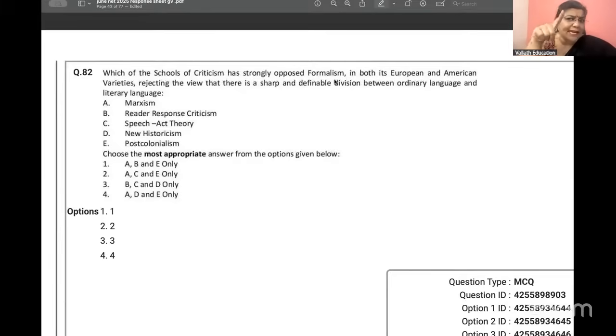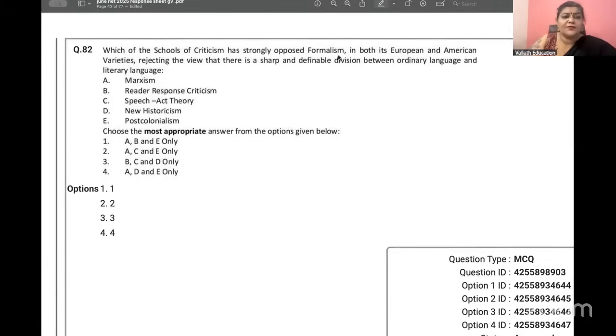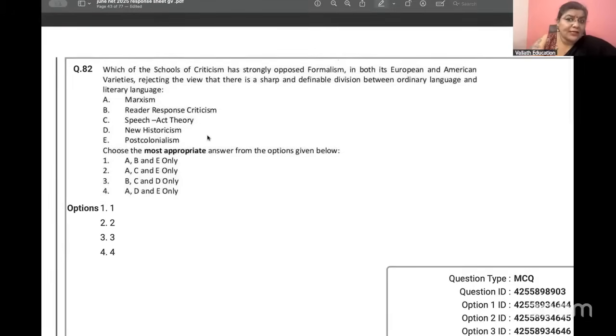Reader response criticism is against formalism because in formalism, the reader is not important. Only the text is important. But in reader response, the reader is important. Speech act theory, you don't know. New historicism, definitely yes. That I've all taught in my classes. New historicism does not look at the text alone. It looks at the context also. So it's against formalism. Post-colonialism has nothing to do with formalism. So it must be reader response and new historicism. I think this is an easy question. Speech act theory, you don't know, it's a distractor.